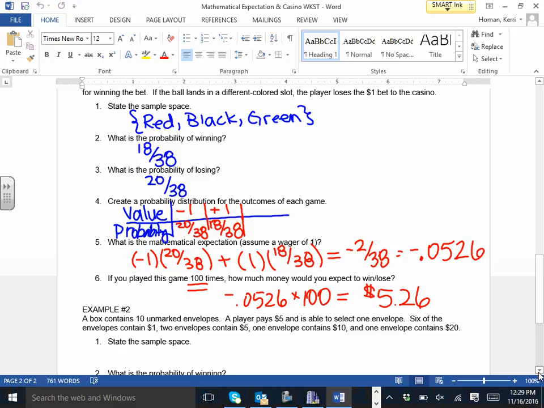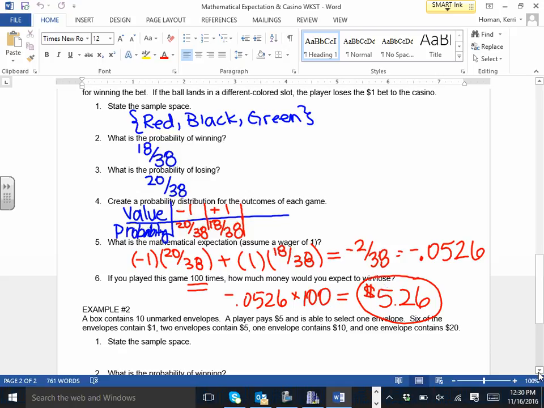Now, some of you may say, okay, that's not so bad. If I play roulette and I just bet on red, if I play 100 times, I'm only going to lose $5. You're still losing money. Are you going to win some? Yep. Are you going to lose some? Yep. And over the course of time, you are going to lose more money than you make. To be exact, you're going to lose 5 cents every time you play.